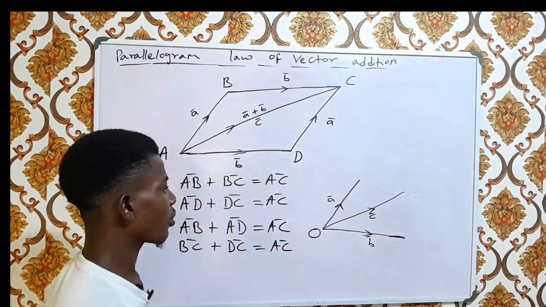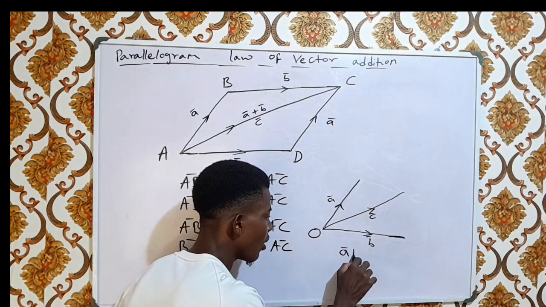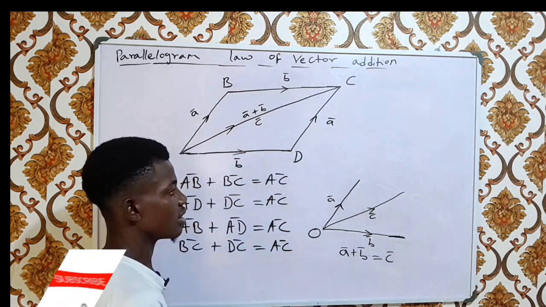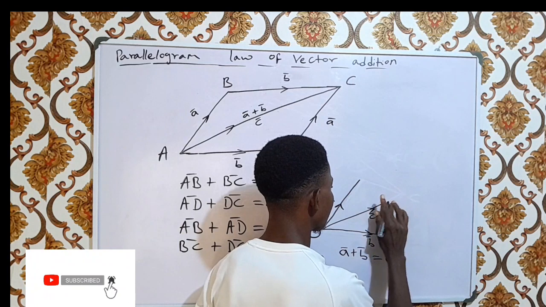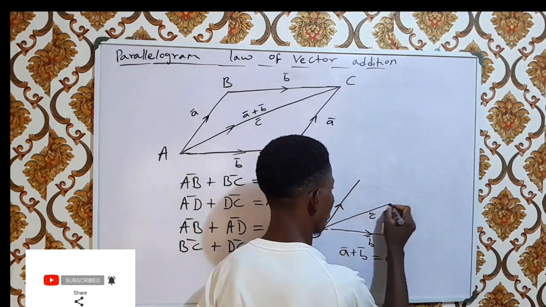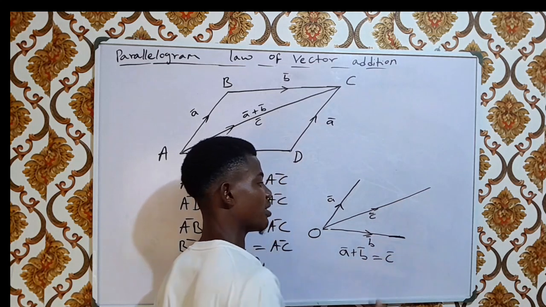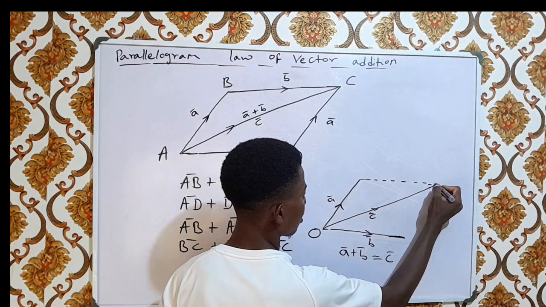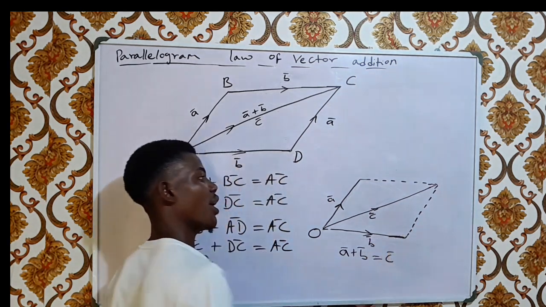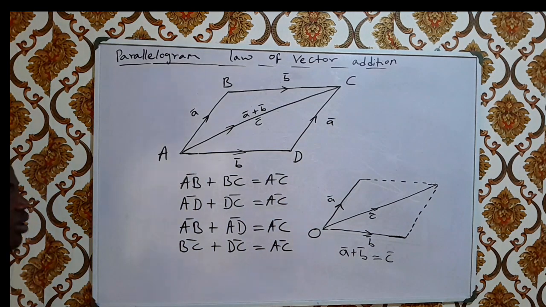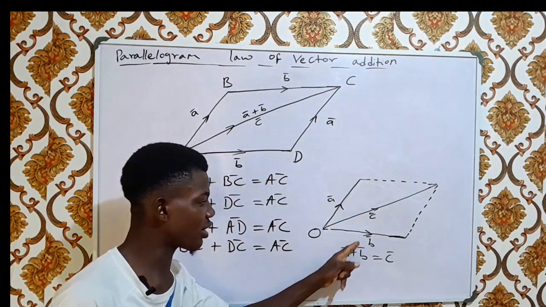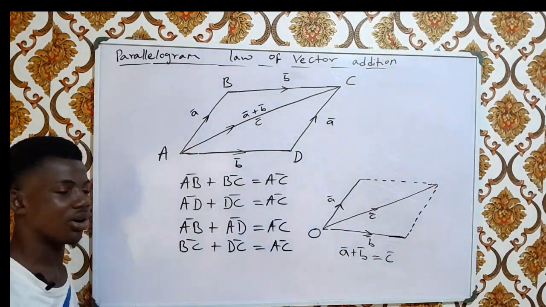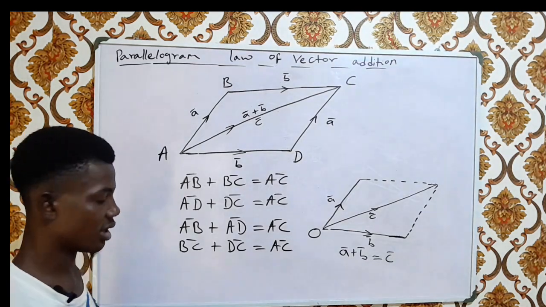Now from this, we can state that A plus B is equal to what? Vector C. Because if you watch, you can see that this forms a parallelogram. So we can say that vector A plus vector B is equal to C, from this parallelogram law of vector addition.